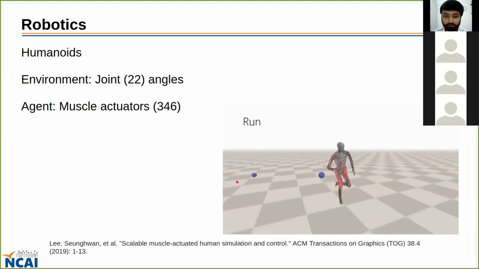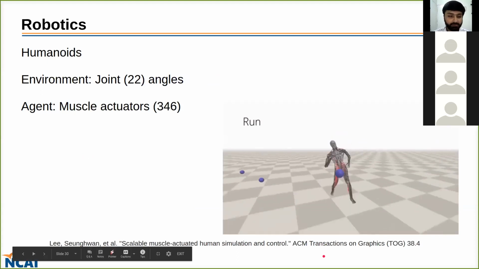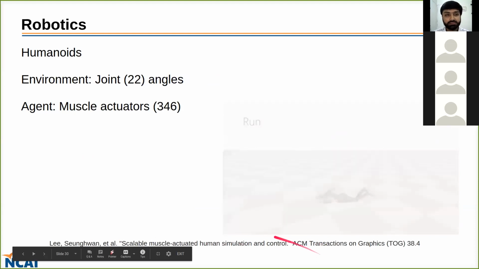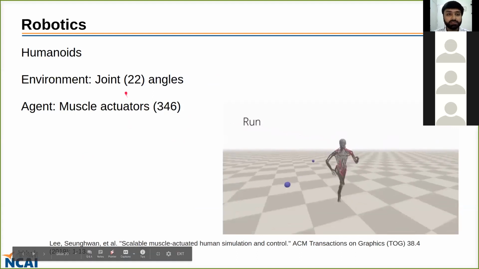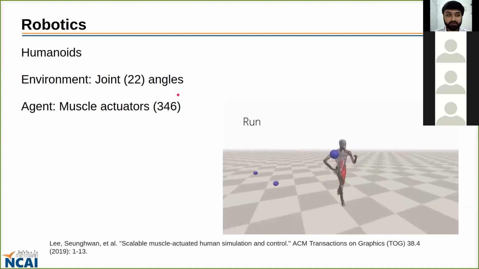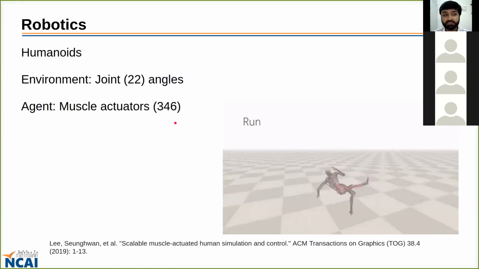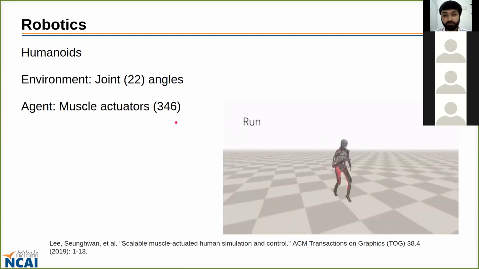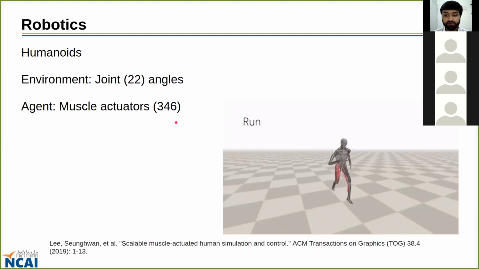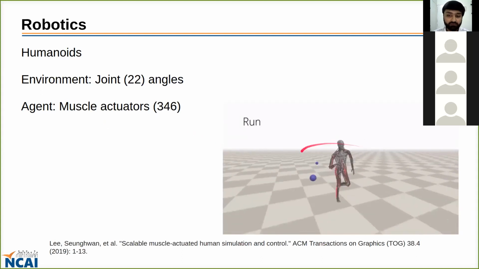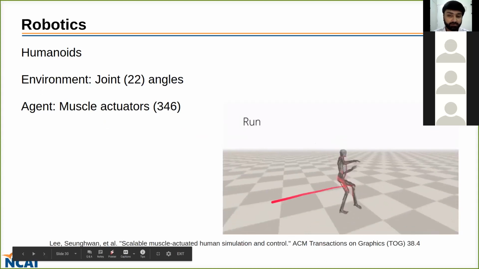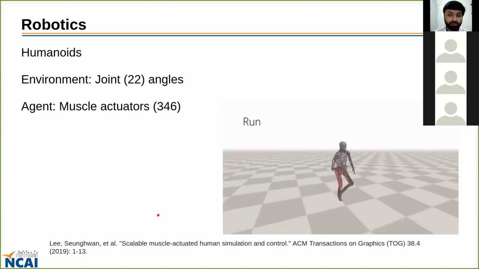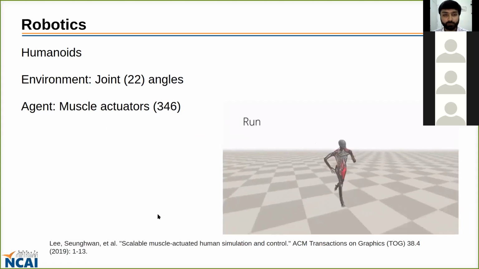And no talk of AI is complete without talking about humanoids. This is a very cool paper by researchers at Seoul National University, where they made a simulation of a human muscular system with 22 joints with their angles and 346 muscle actuators. If you think about first principle approaches of dynamics modeling, this is a very, very difficult problem to model by hand. But reinforcement learning algorithms are able to find the optimal solutions for these complicated problems as well.